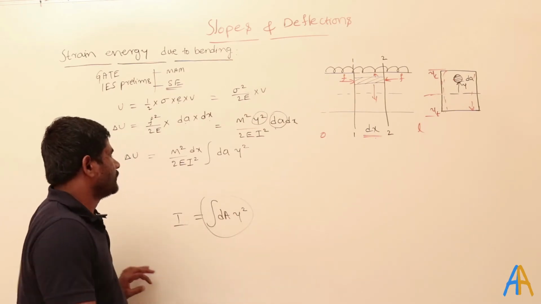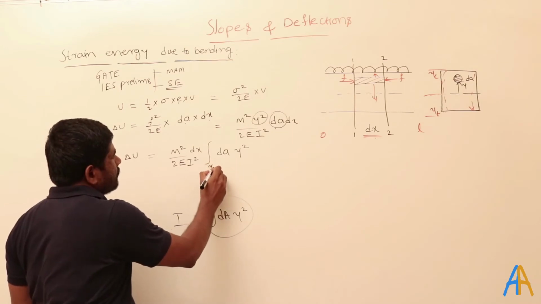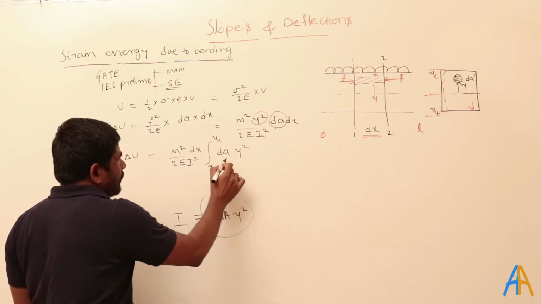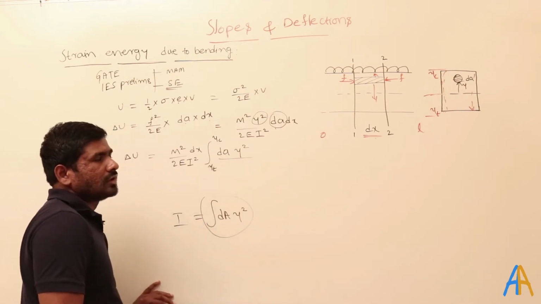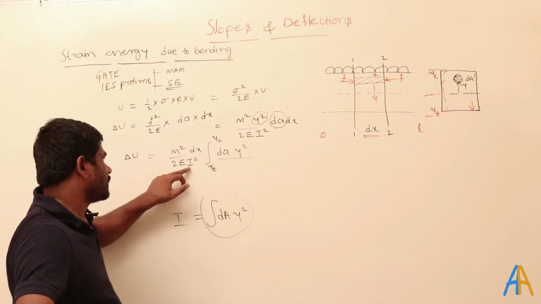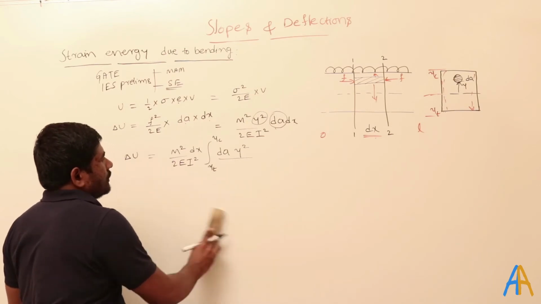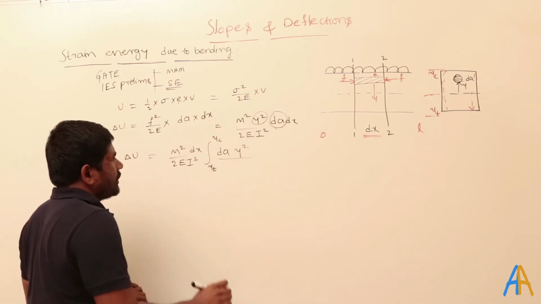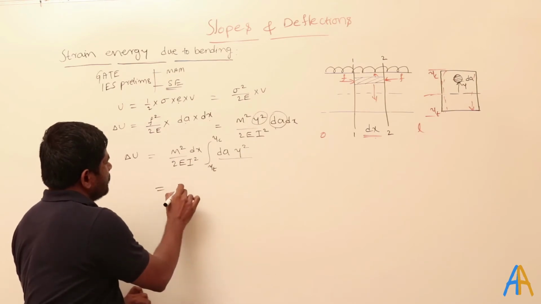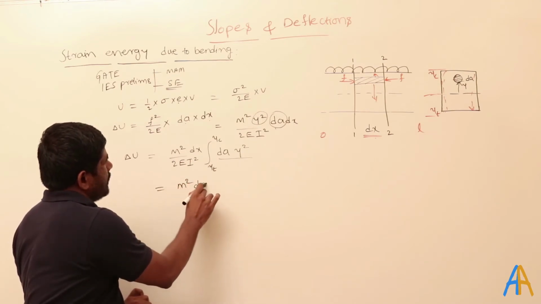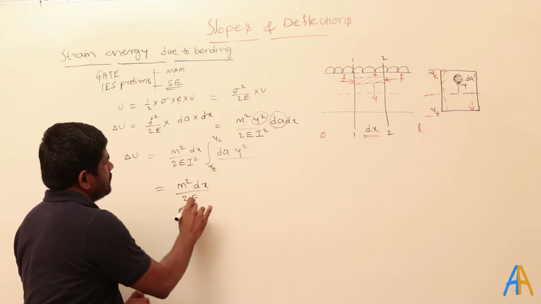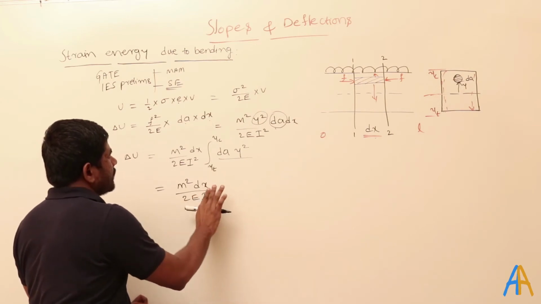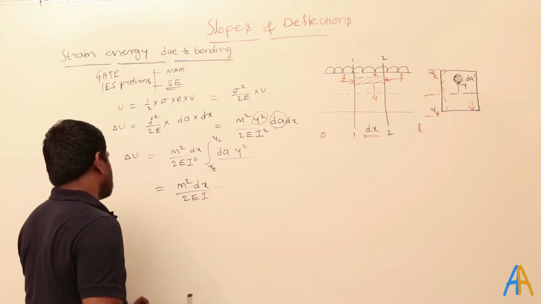So here, this integral is from yt to yc. That means it is about the neutral axis. So whatever I we are finding here, it is about the neutral axis. And here also already one more I is there. So I will substitute the I value. Here M square dx divided by 2EI into I square into I. So I will get cancelled. So this is the value we will get here.